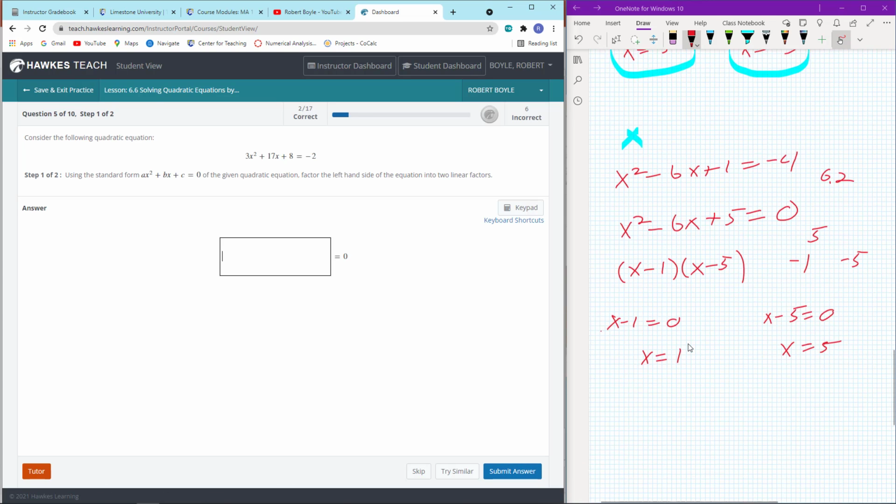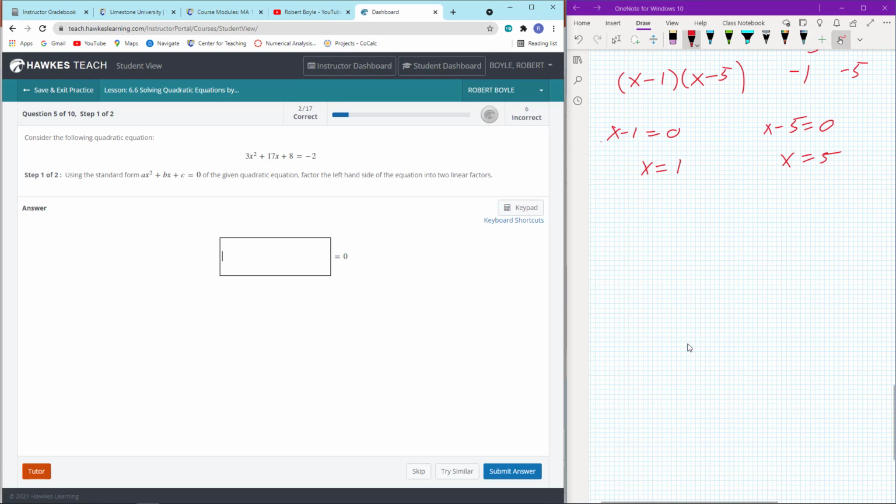Okay, let's go ahead and do this one, since this actually requires a little grouping, and we'll probably end with this particular problem. Okay, so we have 3x squared plus 17x plus 8 equals negative 2. The first thing we need to do is to get this into standard form. So we need to add 2 to both sides, and if we do, we will have 3x squared plus 17x plus 10 is equal to 0.